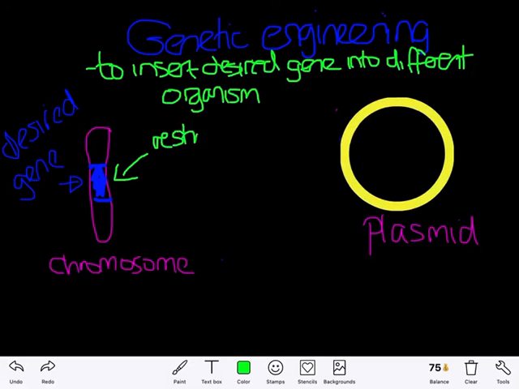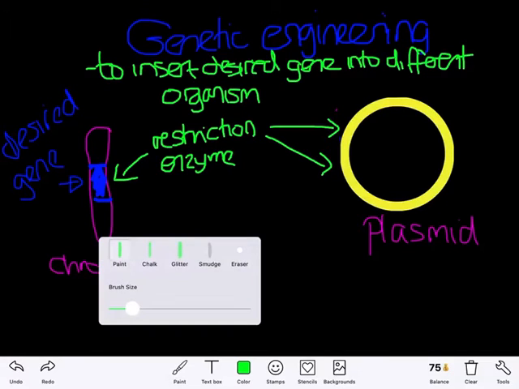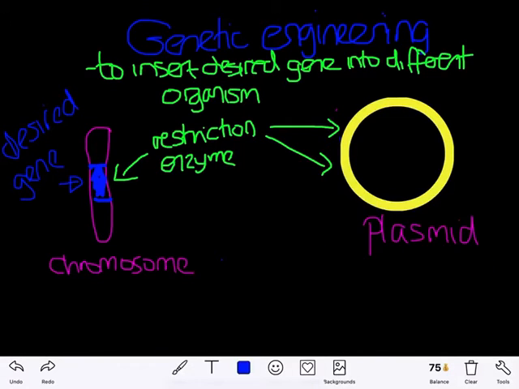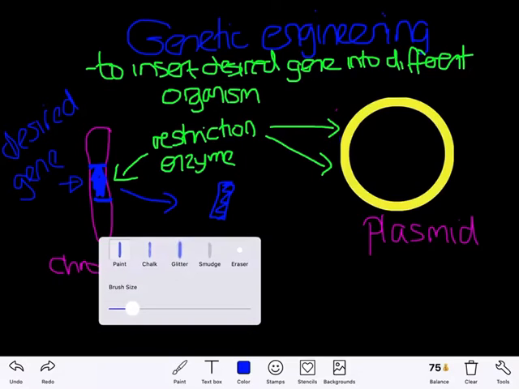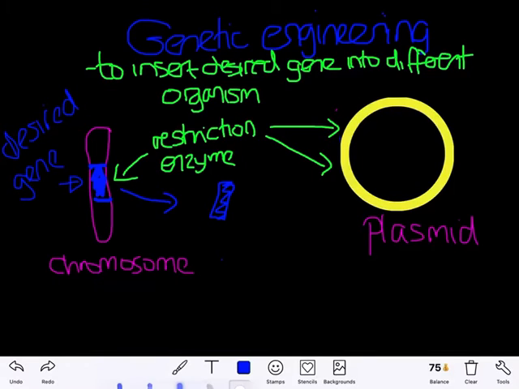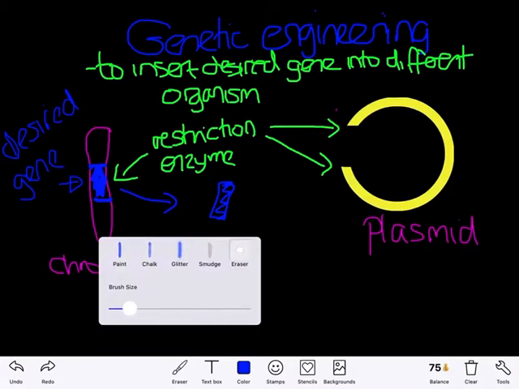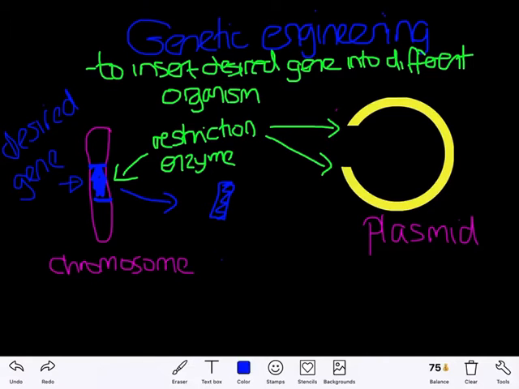So on the diagram there, we have a chromosome containing the desired gene. We use what is known as a restriction enzyme that will cut open the chromosome to extract the desired gene, and it will also be the same restriction enzyme that will cut open the plasmid DNA as well. So we have extracted our desired gene from the chromosome. We now cut open our plasmid with the same restriction enzyme and insert our desired gene into that plasmid.